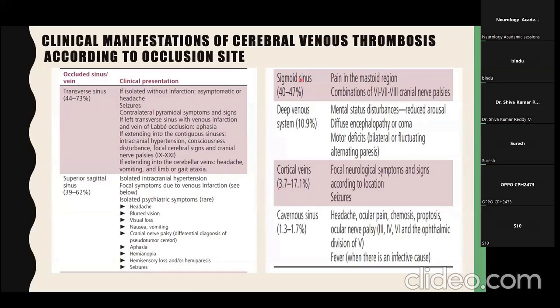In sigmoid sinus thrombosis, yes, ma'am, I'm explaining, to differentiate from IIH.